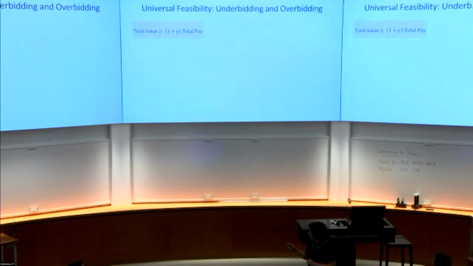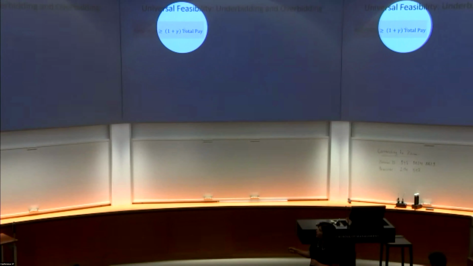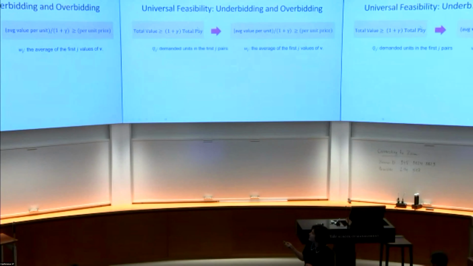Okay, so remember that the ROI constraint tells you that total value should be greater than 1 plus gamma times total payment. I can rewrite this as the average value per unit scaled by 1 plus gamma greater than the per unit price. Now you will see that this average value per unit, this W_j that I defined, is starting to actually show up.